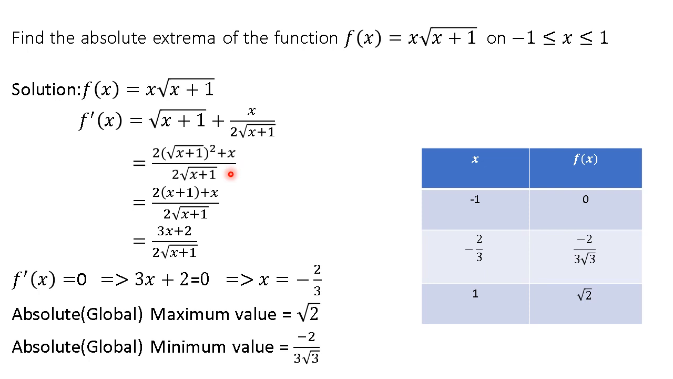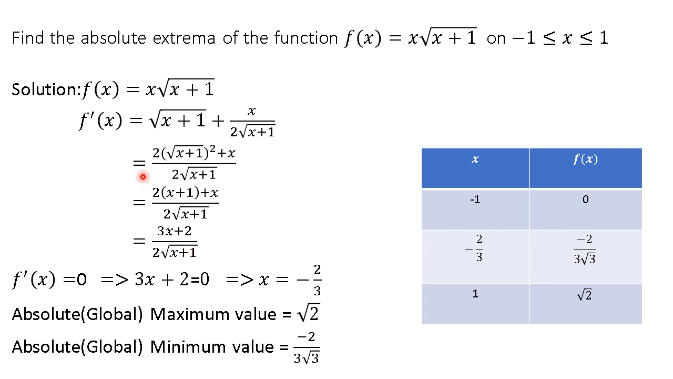In the next step, take 2 into root of x plus 1 as the LCM. You will get this. In the next step, the square and root get cancelled, remaining is x plus 1. Multiplying 2 with x plus 1, you will get 2x plus 2 plus x. 2x plus x is 3x, so 3x plus 2. In the denominator, 2 into root of x plus 1 is there.